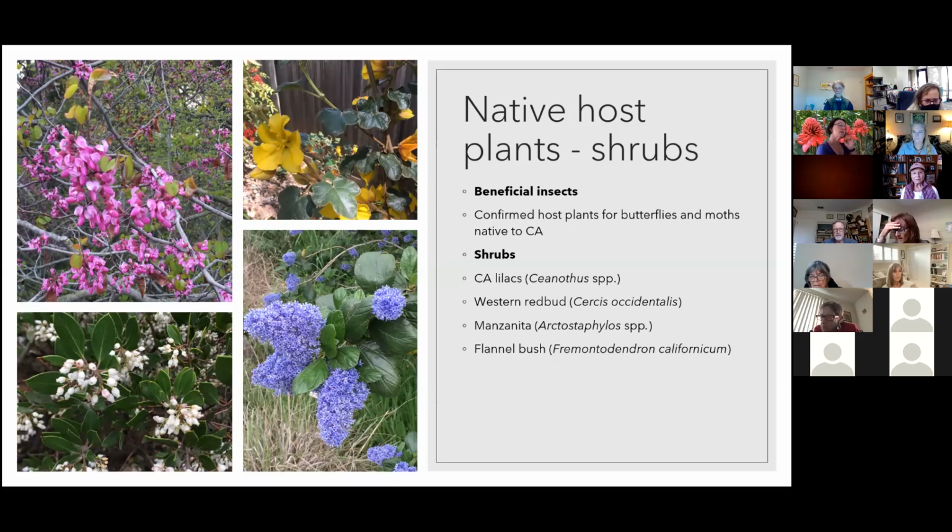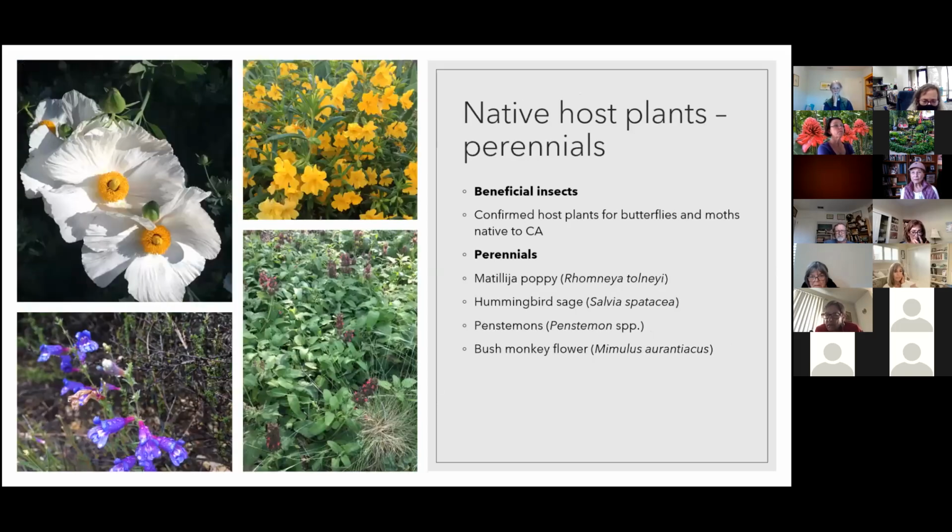So here are some native shrubs, and these are all taken in our garden. They're all very pretty, just to look at and to enjoy the flowers as well. So we still have that pretty aspect. So we have the California redbud on the top left. The yellow one is the Fremontodendron or flannel bush, manzanita at the bottom left, and then the California lilacs, which there are a lot of them out there in the horticultural market, and they're really pretty.